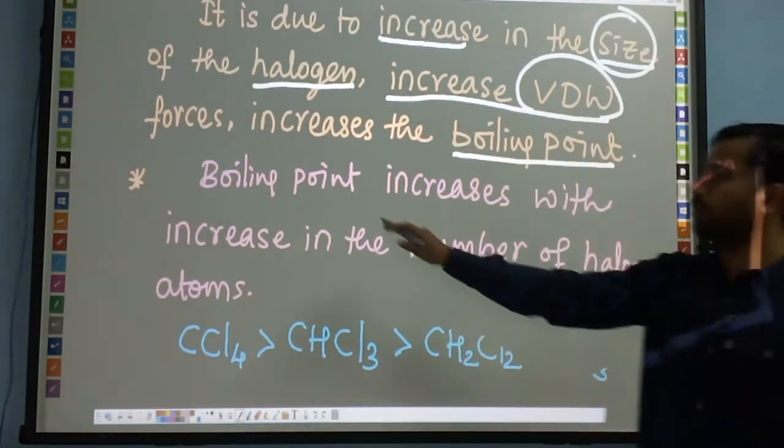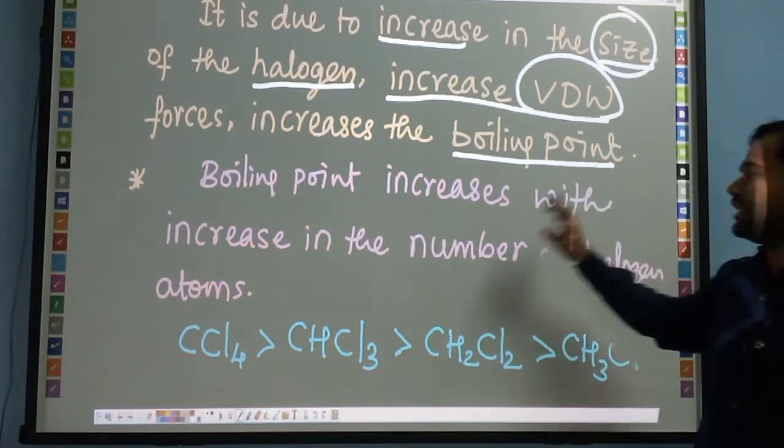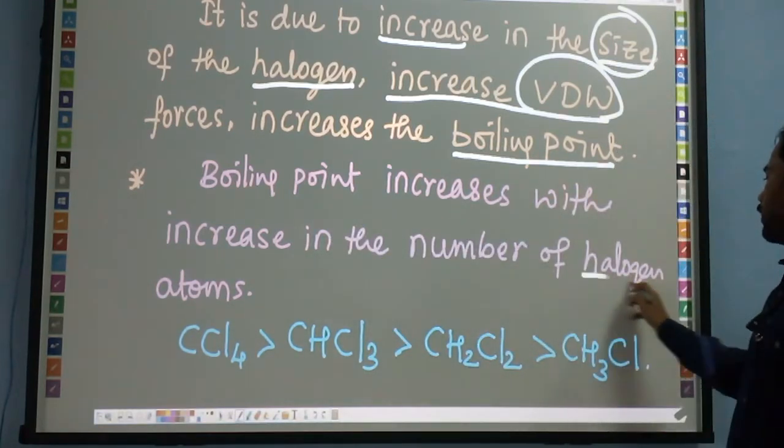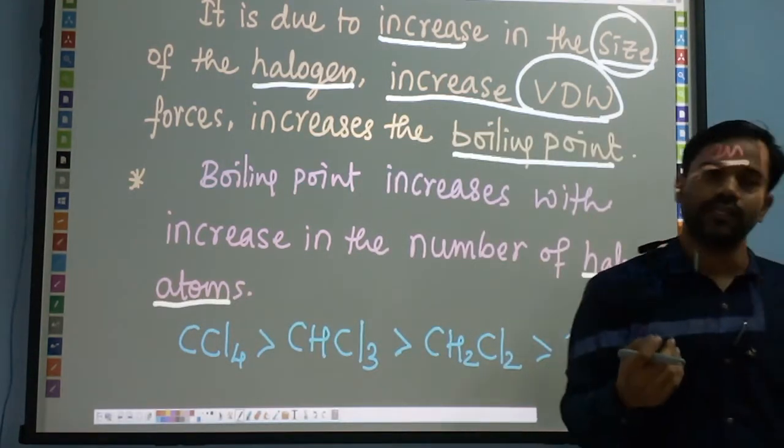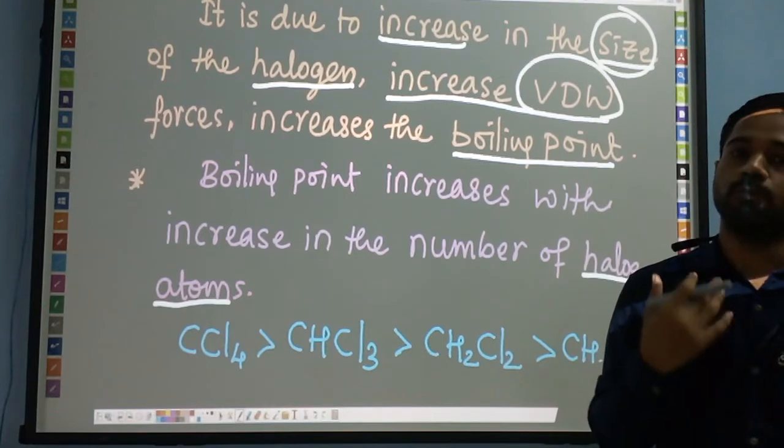Next one. The boiling point increases with an increase in the number of halogen atoms. If a molecule has more than one halogen, it has a higher boiling point. Why?